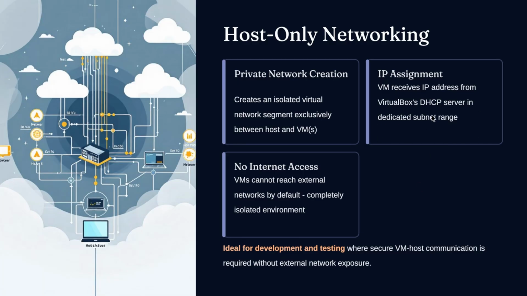Host only network mode. This is another network mode purely for internal access. It provides an isolated virtual network segment exclusively for communication between the VMs and also with the host. You need to configure the host only network. No internet access is provided in this network mode, so it is a completely isolated environment by default. For IP assignment, we receive an IP address from the VirtualBox DHCP server in the dedicated subnet that we have customized from the VirtualBox console. The host machine gets an address from the same network.